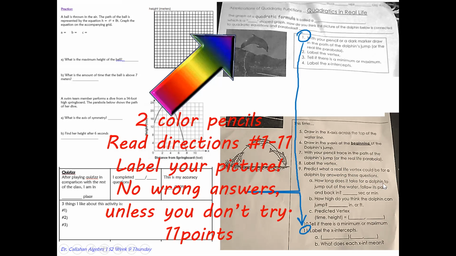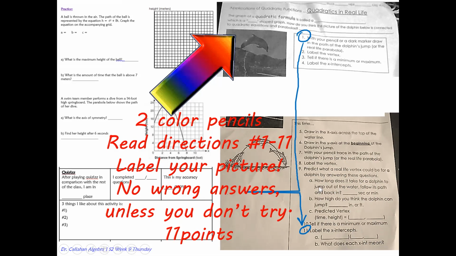How long does it take for a dolphin to jump out of the water? Follow its path and back in blank seconds or minutes. How high do you think the dolphin can jump? In inches or feet? Predict the vertex, tell if there is a maximum or a minimum, and label the x-intercepts. What does each intercept mean?